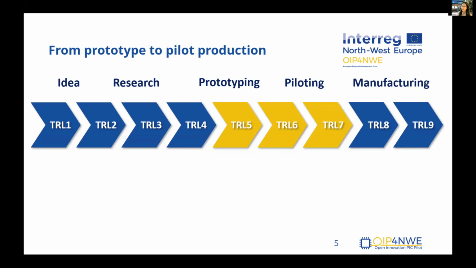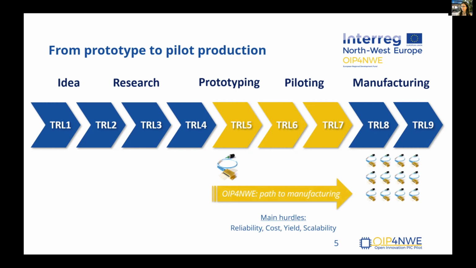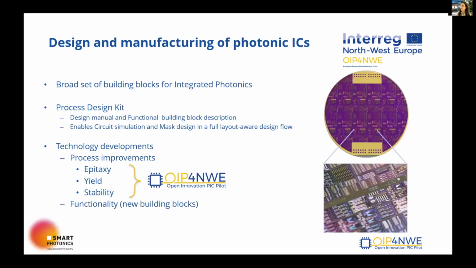Talking about technology readiness level numbers, we position ourselves between 5 and 7. So we start with a product which already has a technology readiness level 4, and then we want to mature this product to technology readiness level 7. We are starting from a generic set of building blocks in indium phosphide technology. So we already have a developed set of building blocks, which we are trying to mature with different processes. That means improving the epitaxy, yield, and stability with different tools, and then also increasing the functionality by introducing new building blocks.